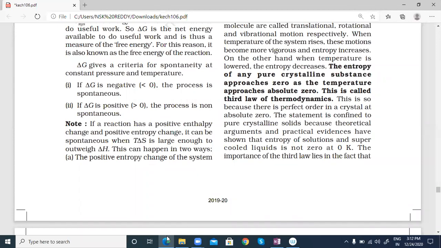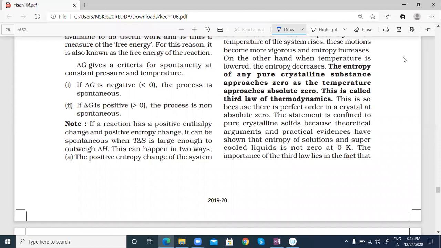Please start writing the third law of thermodynamics and note down this definition. Third law of thermodynamics.